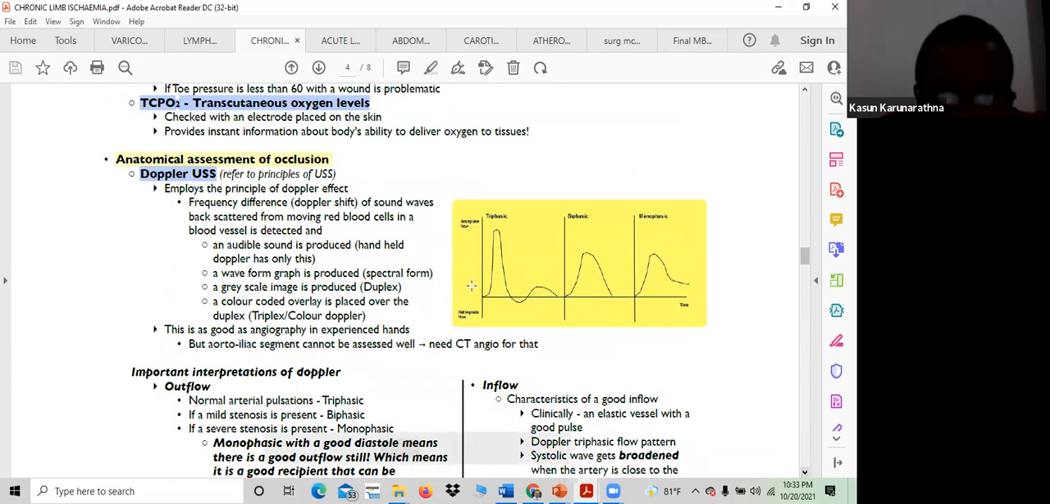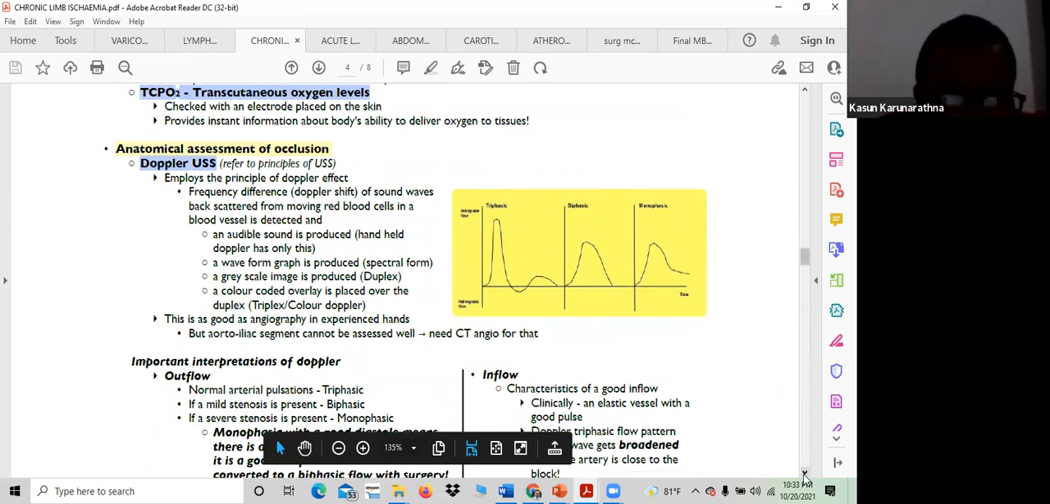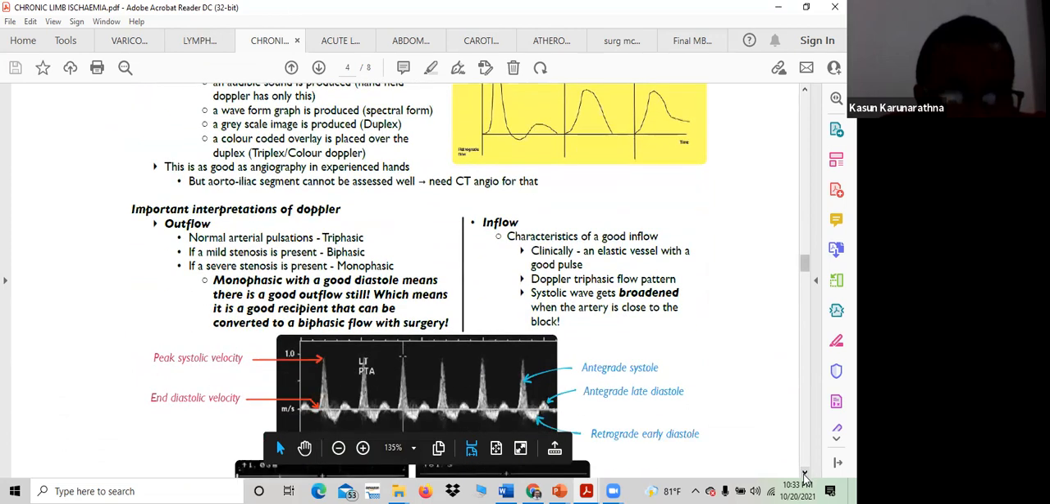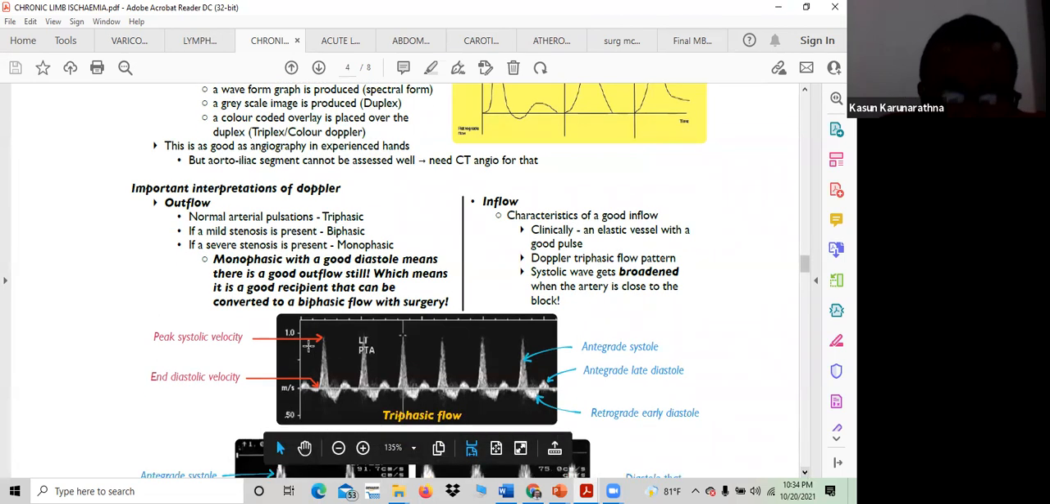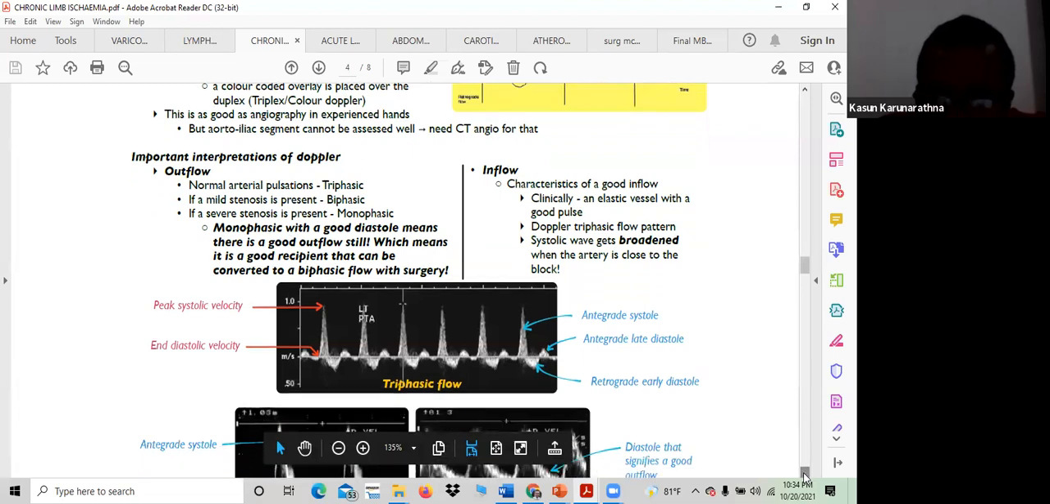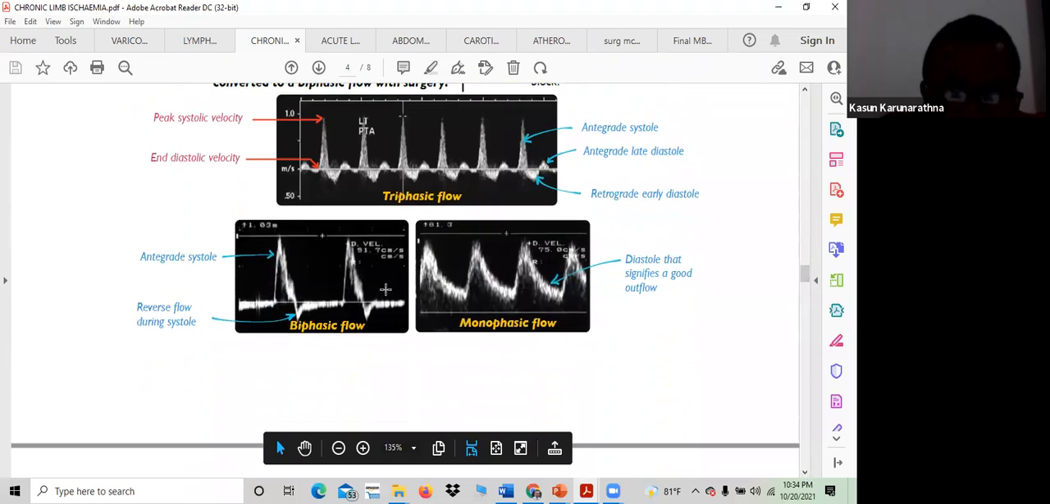Then you have Doppler assessment, with triphasic, biphasic and monophasic appearance depending on occlusion. Important interpretations of Doppler are inflow and outflow, right? Normal artery pulsation is triphasic, mild stenosis is biphasic, and severe stenosis is monophasic. The triphasic appearance is antegrade in systole, retrograde in early diastole, and antegrade in late diastole. This is biphasic and this is monophasic.